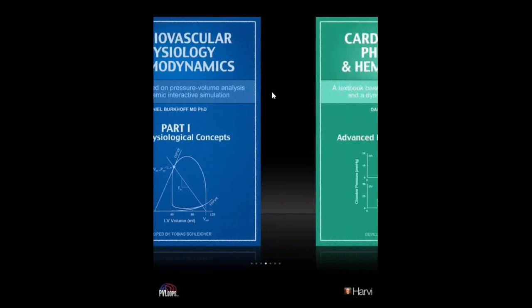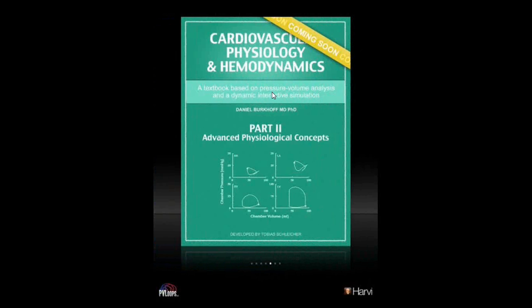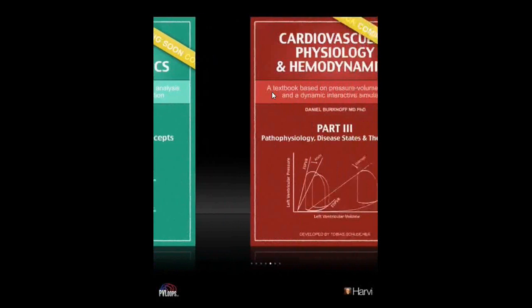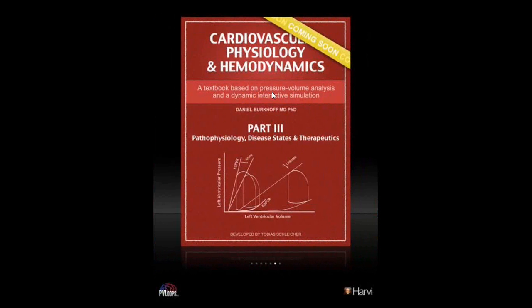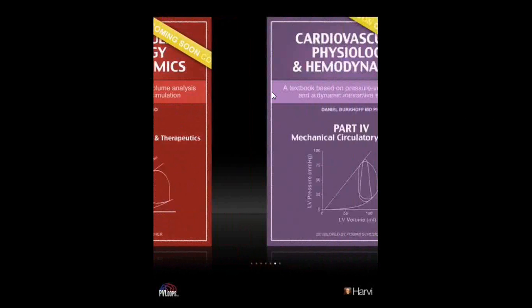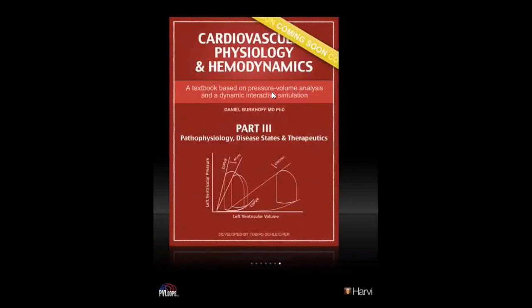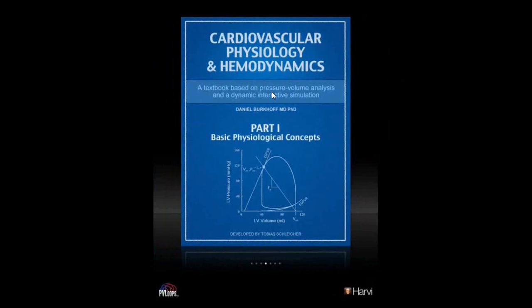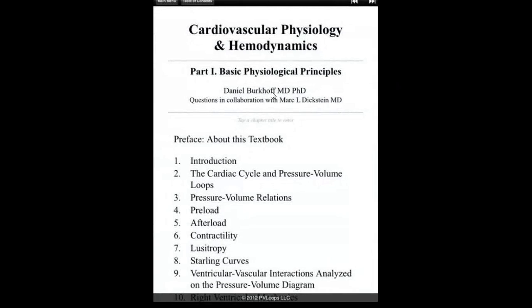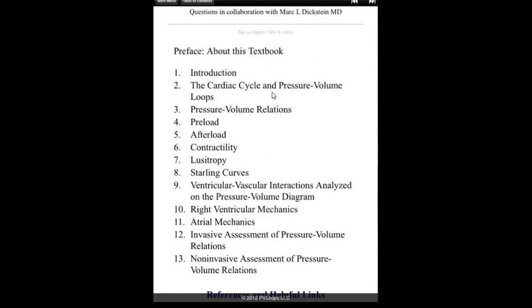Part 1 deals with the basic concepts. Part 2 deals with advanced physiological concepts. Part 3 gets into pathophysiology, disease states, and therapeutics. And Part 4 deals with mechanical circulatory support. So these really build one on top of the other. The concepts that I've discussed today really are the essence of Book 1, but with further detail.